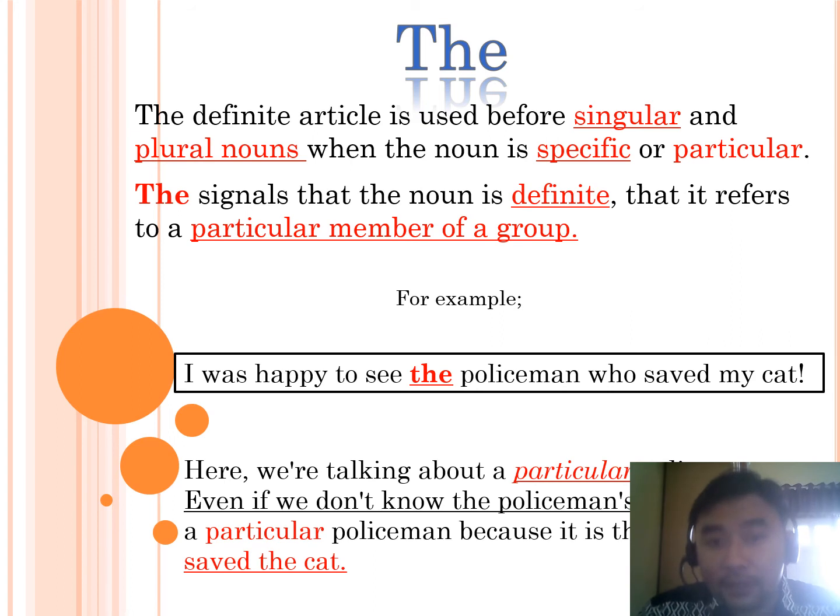I was happy to see the policeman who saved my cat. The policeman. Ya, nah, the policeman. Ini definite articles. The menyatakan satu benda yang spesifik di sini. Here we are talking about the particular noun ya di sini. Even we don't know the policeman, meskipun kita tidak tahu siapa policeman-nya, tapi di sini menyatakan satu petugas polisi tertentu yang telah menyelamatkan kucingku. Mungkin kucingnya sedang nyebrang kemudian diselamatkan oleh petugas polisi ya.